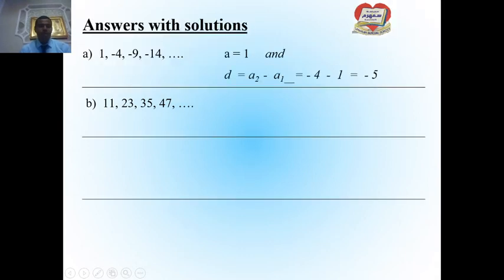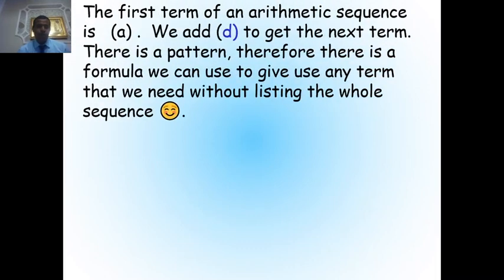Okay, so here the first term is 1, and d, the common difference, is a2 minus a1, or T2, the second term, minus T1, the first term: negative 4 minus 1 equals negative 5. For the second sequence, the first term a is 11, and the common difference is a2 minus a1, equals 23 minus 11, which equals 12.